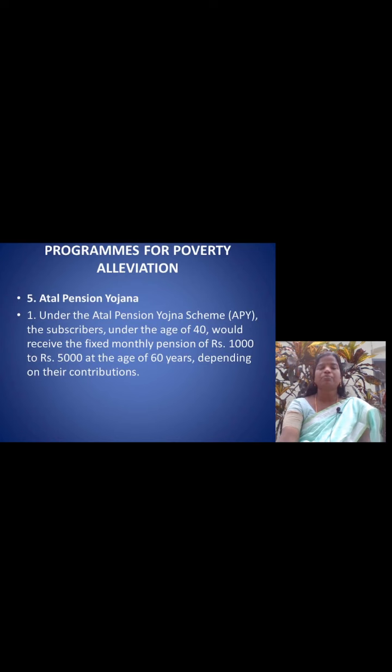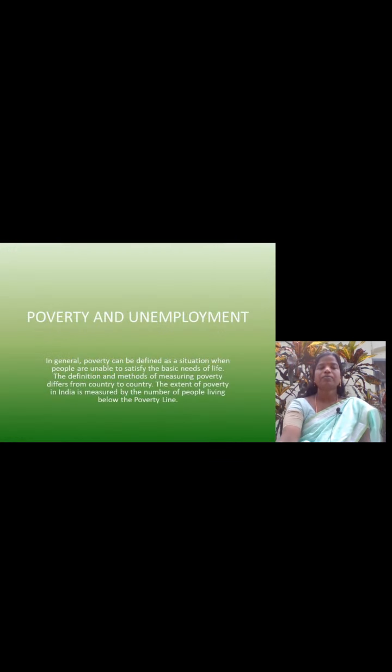Atal Pension Yojana. Under the Atal Pension Yojana scheme, subscribers under the age of 40 would receive a fixed monthly income of 1000 to 5000 rupees at the age of 60 years depending on their contributions. So these are the important concepts that we discussed related to poverty. In the next session, we will be discussing unemployment.